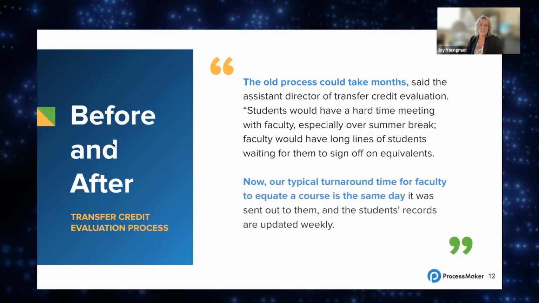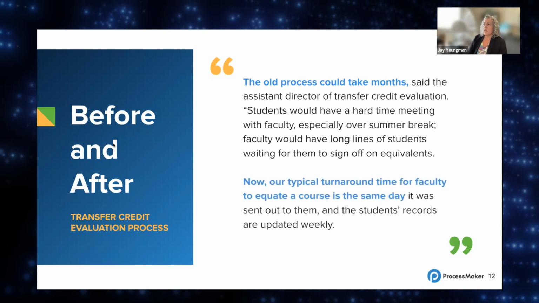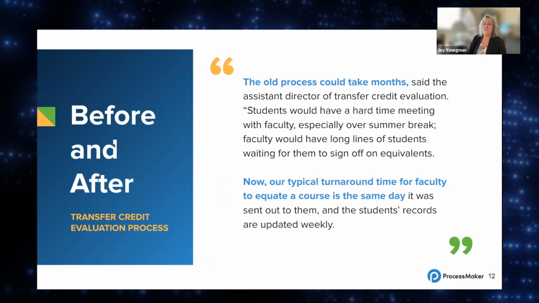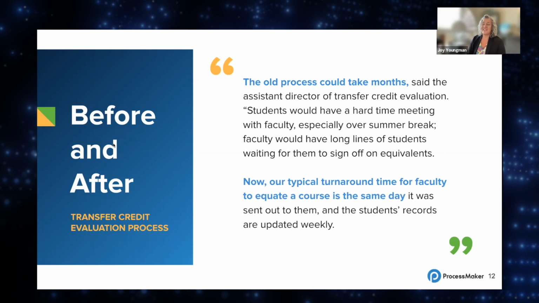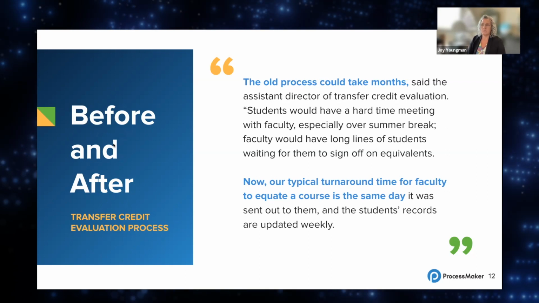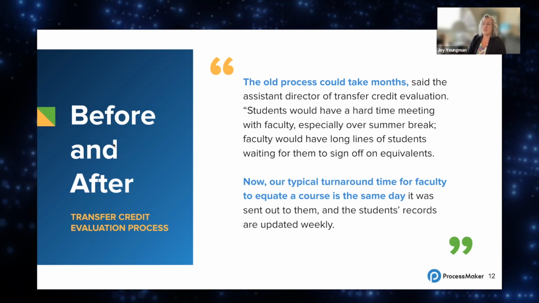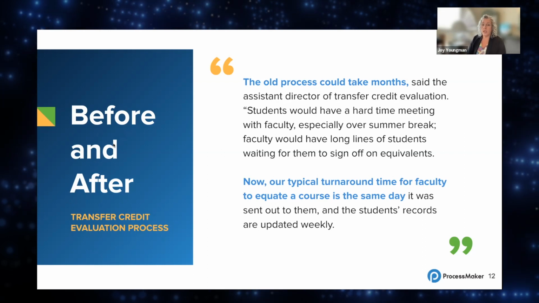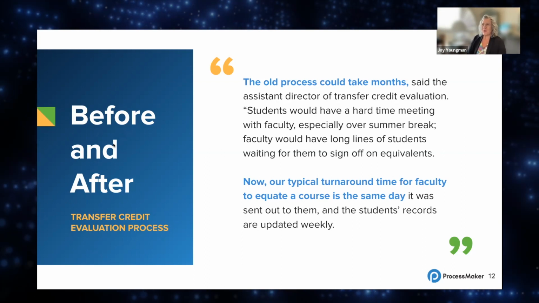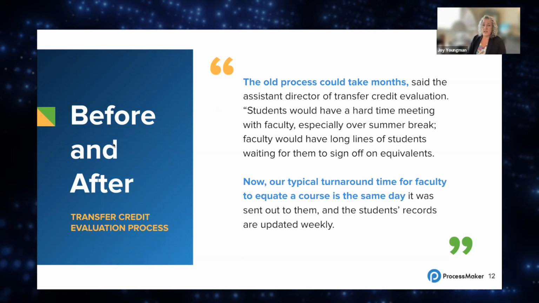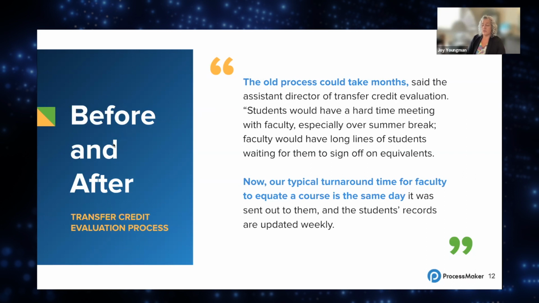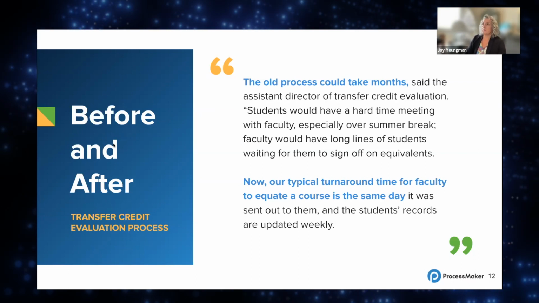But after digitizing it and putting it in ProcessMaker, the typical turnaround time for the faculty to review a course and make an equivalency determination was the same day that it was sent to them. And then they chose to update students' records weekly, but we have the ability to automate that and actually make the update right in real time as well, if that's something that your systems are capable of.